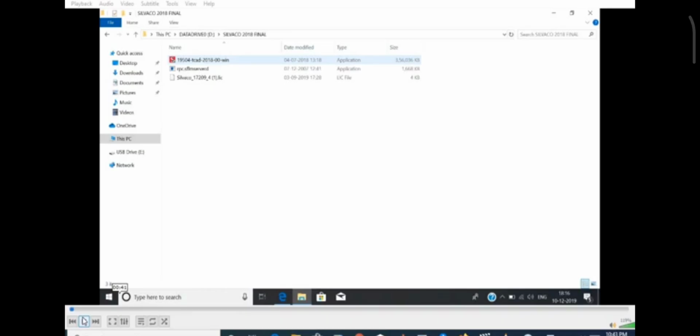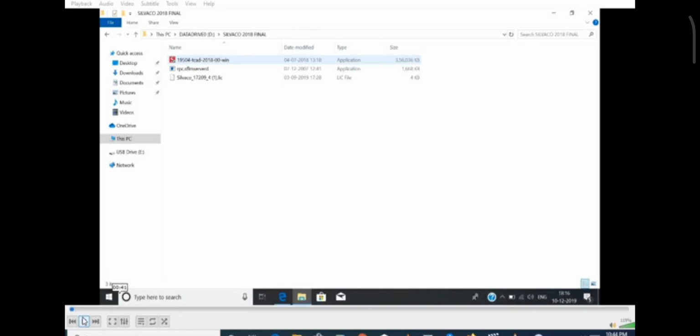All of you need to simply follow the instructions I will provide. For correct installation, you have to download the Silvaco software file from the link provided below. It contains three files you are seeing on the screen: the setup file, the rpc.sflm server file, and the license file. The minimum requirement is a 64-bit processor and a minimum of 4 GB RAM. So let's start.